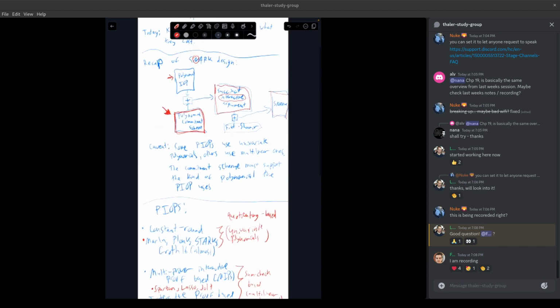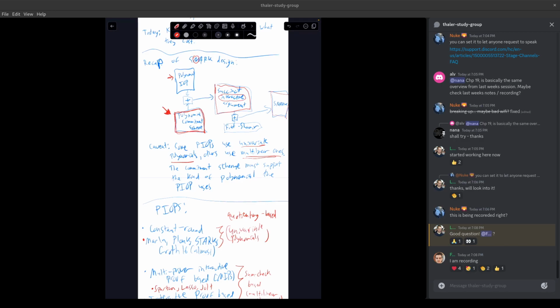And broadly speaking, you can take any polynomial IOP and any polynomial commitment scheme and put them together to get a new SNARK, mix and match as you wish, with the main caveat being that some polynomial IOPs use univariate polynomials while others use multivariate ones. The commitment scheme you use has to support the right kind of polynomial. So you can't take a PIOP that uses multilinear polynomials and combine it with a commitment scheme that only supports univariate ones, or vice versa.